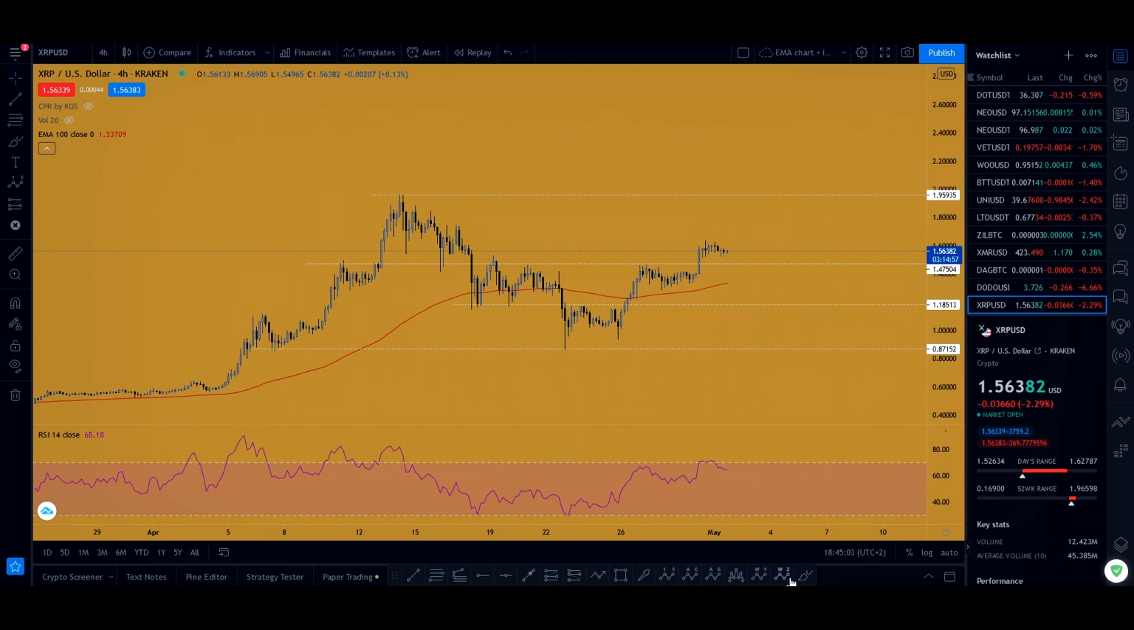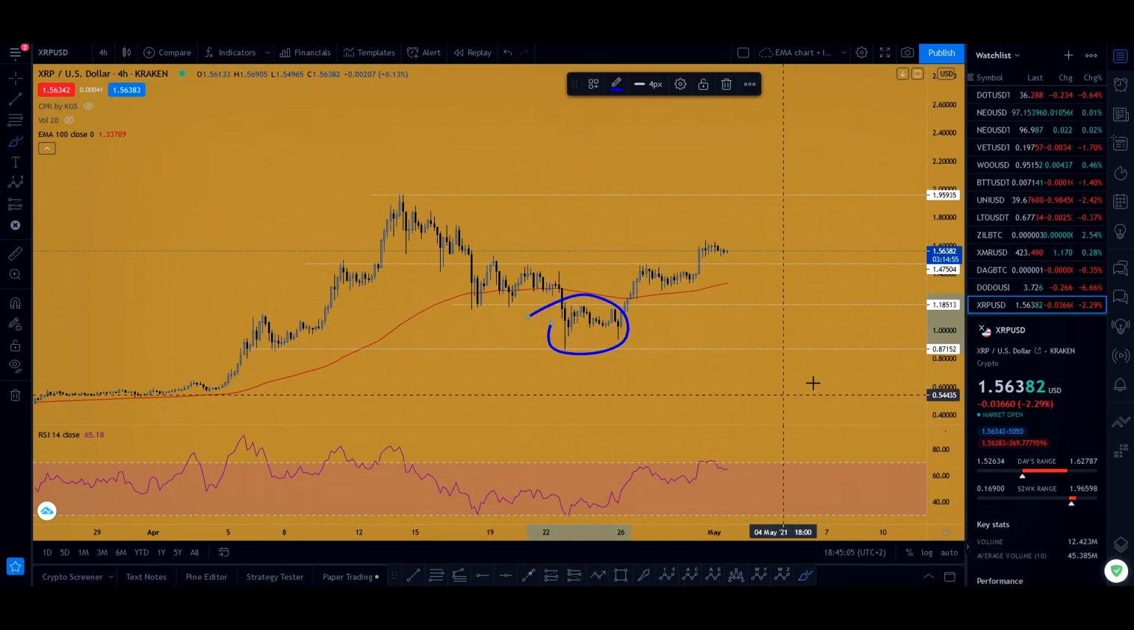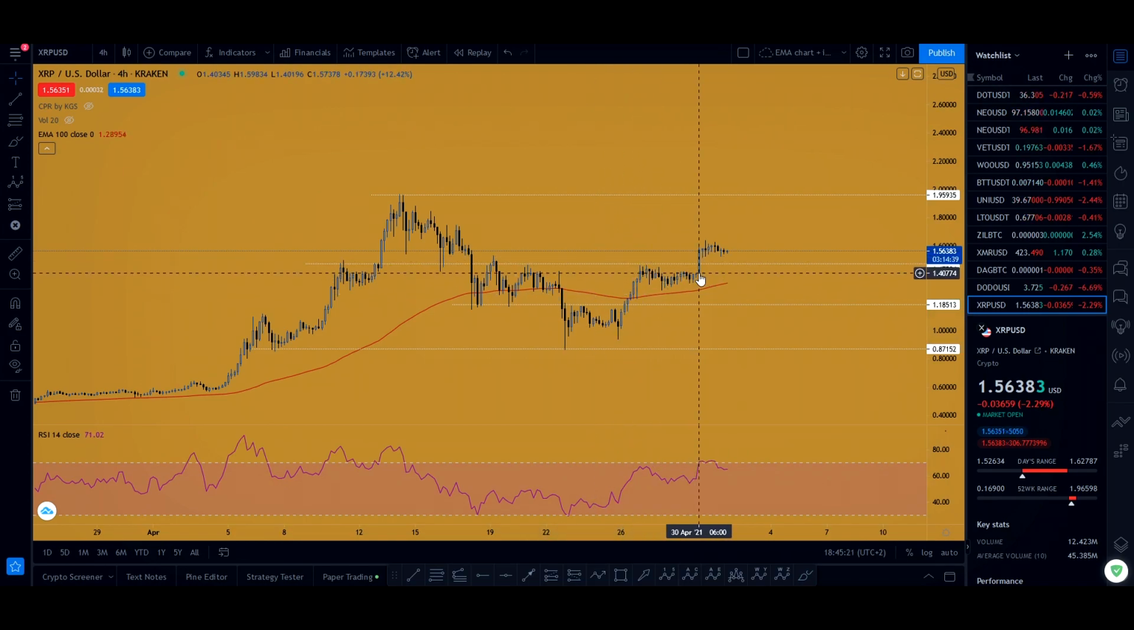You could call this a false breakout, because then we just re-entered our consolidation zone between 1.47 and 1.18, and we continued to consolidate until yesterday when we had this breakout, and now we're going sideways again. So for me the best case scenario, which might probably happen, is this.